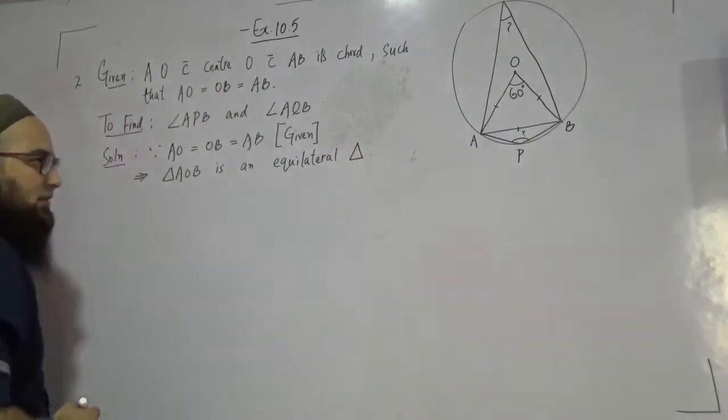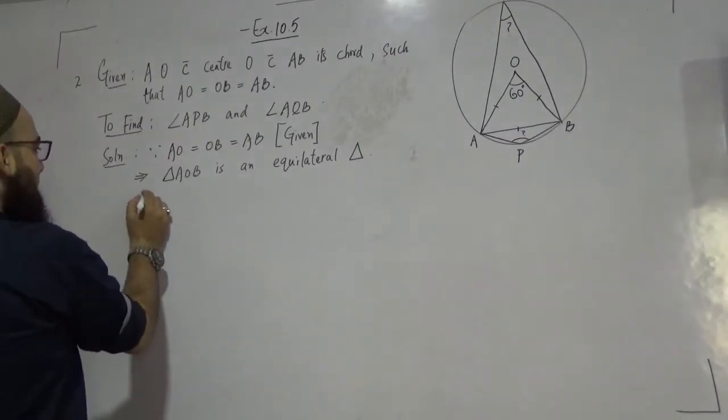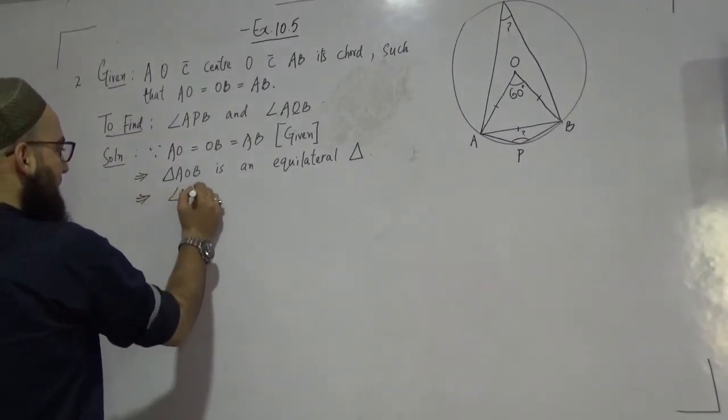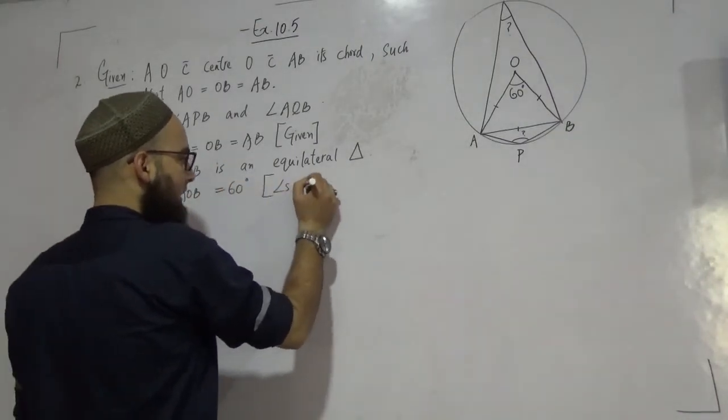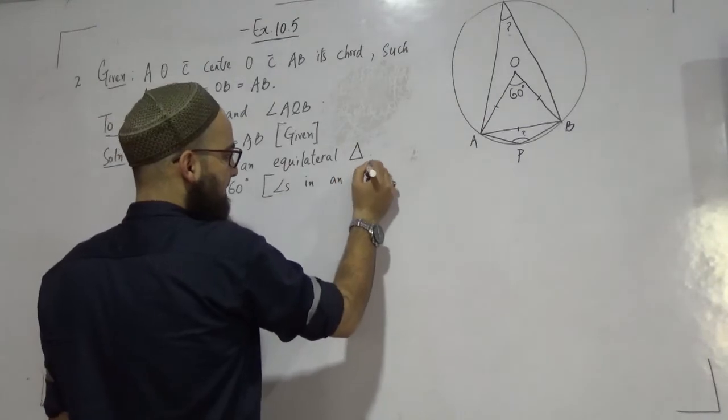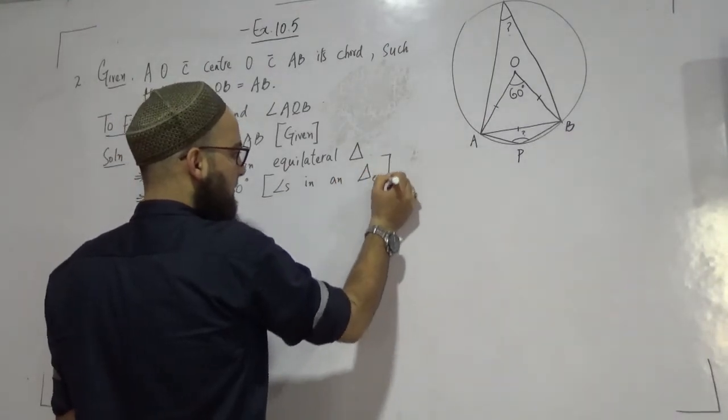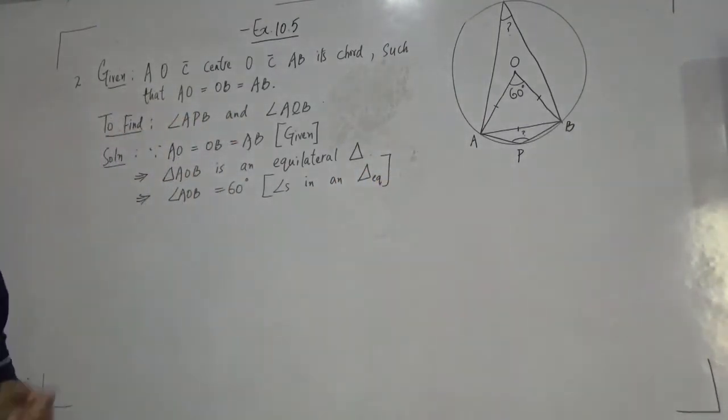Triangle ABC is an equilateral triangle, which implies that angle AOB is equal to 60 degrees. The reason is angles in an equilateral triangle.